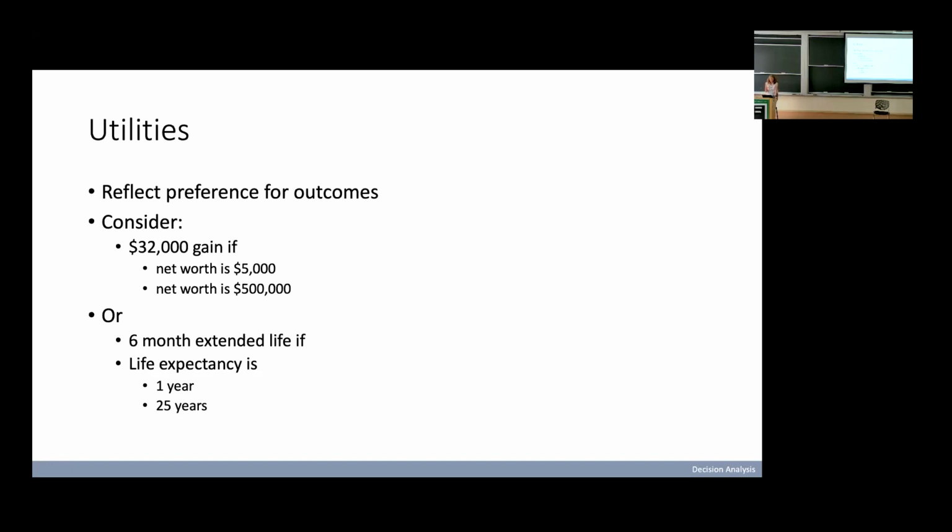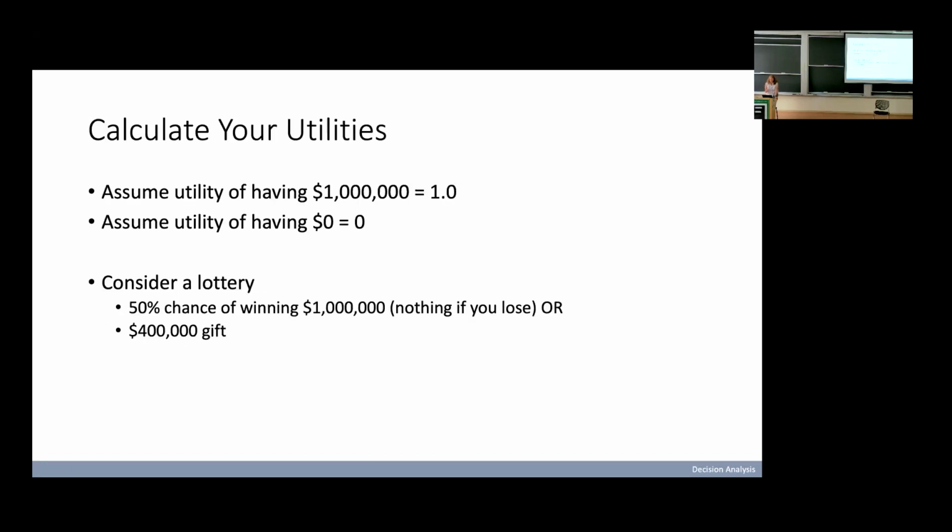And in health, it's similar, right? So 6 months of extended life may mean a lot if your life expectancy is 1 year, may not mean as much if your life expectancy currently is 25 years. So it depends what the baseline is, and that determines to some degree, along with all kinds of other reasons, how we value specific outcomes. So we need to figure out our utilities, right?